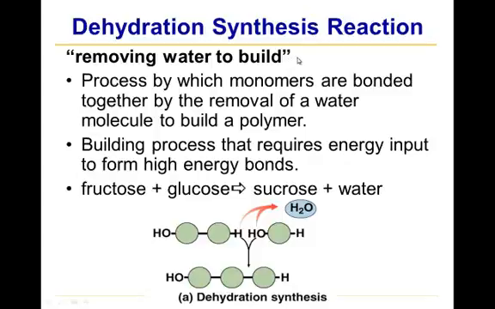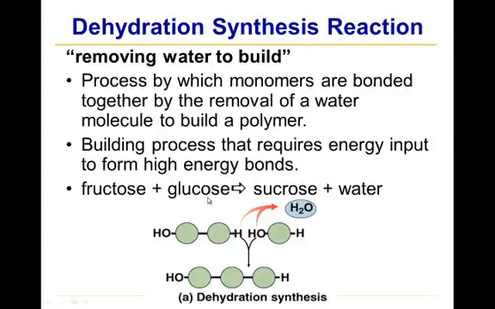And so this is how you, of course, would build polymers. So this is the process by which monomers are bonded together by the removal of a water molecule to build a polymer. And of course, you make a long polymer chain by hooking together two monomers at a time. As I've already said, this process requires an energy input and it forms high energy bonds.